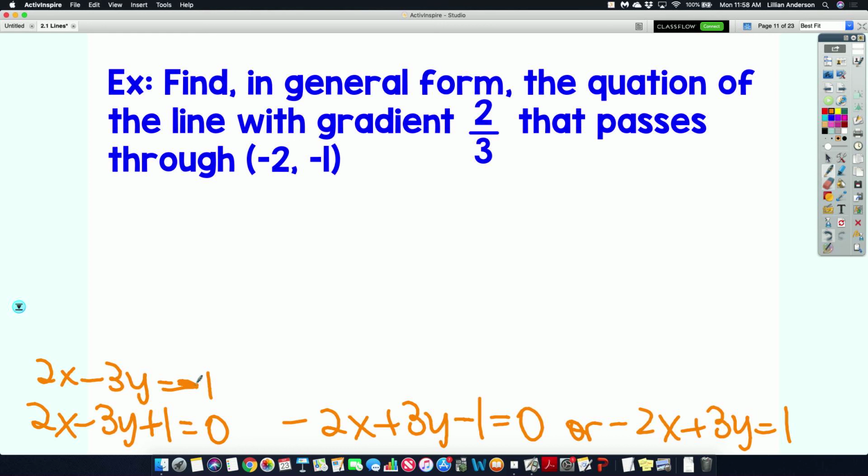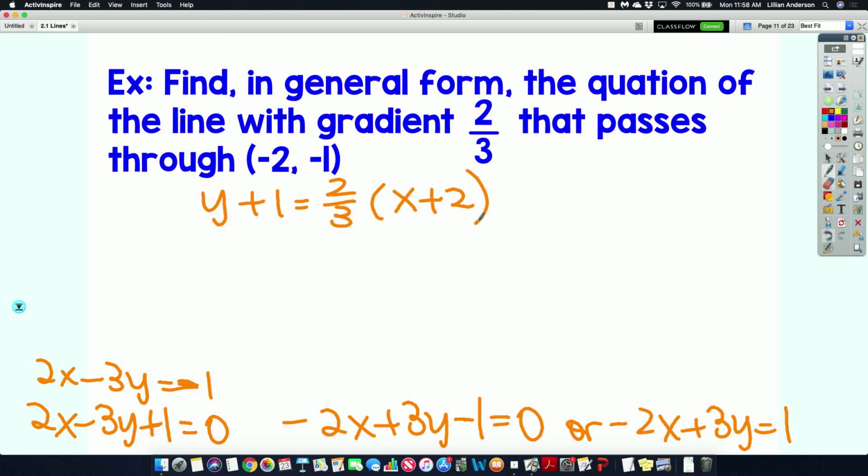All these are the same. It just depends on what side of the 0 you decided to put the 0 on. That's one reason. And then, of course, if you said it equals 0, if you didn't say it equals 0. But I'm going to go ahead and use point gradient form. So that would have been y plus 1 equals 2/3 x plus 2.